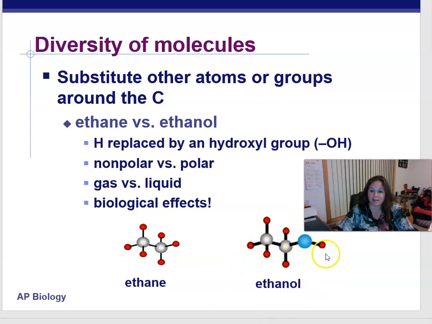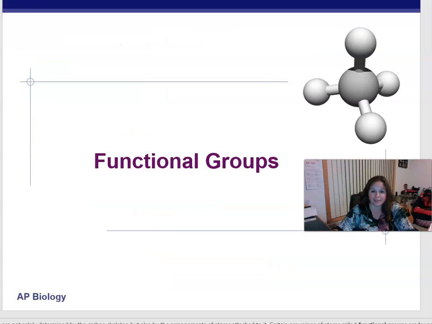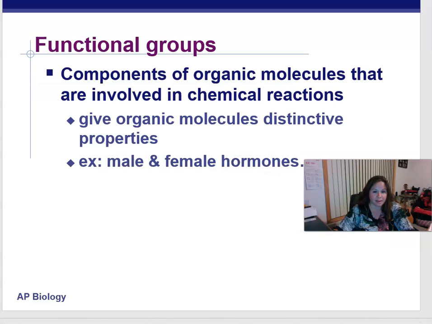So this little end here with the OH, that's called a functional group. It allows us to change a molecule's properties without changing its molecular formula very much. In this case, we just took off an H and added an OH. So that's our next job, is to learn the functional groups and be able to recognize them.